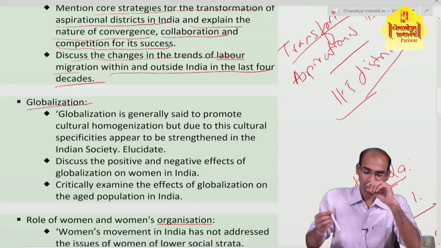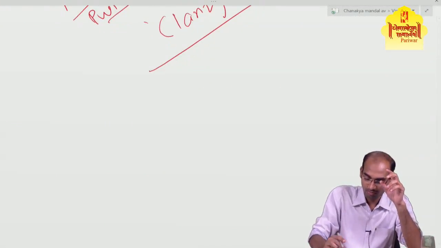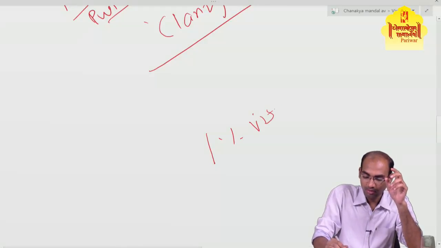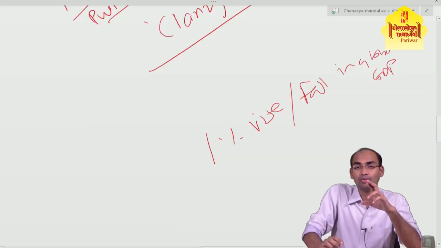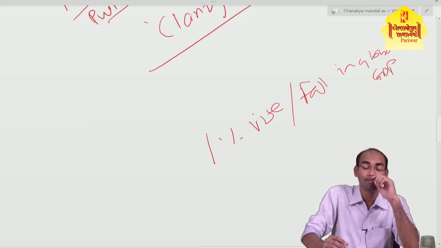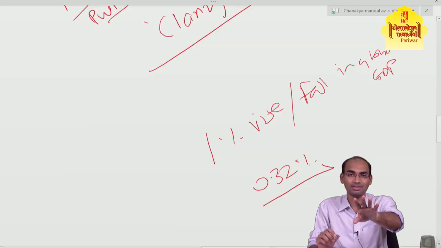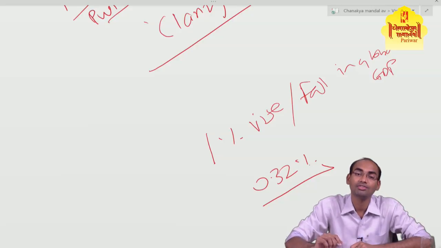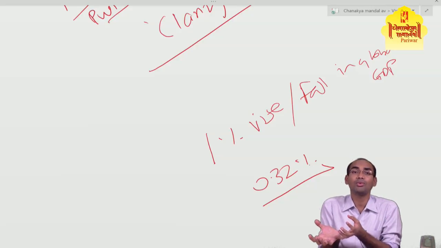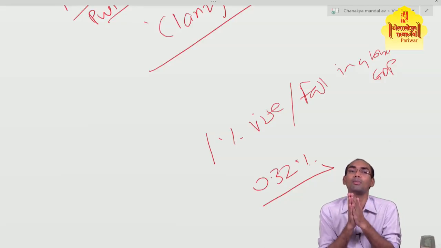that with a 1% rise or fall in global GDP, it would affect India's GDP by 0.32%. Okay, if there is a rise or fall of 1% in global GDP, it would affect India's GDP by 0.32%. This is how the Indian economy was intermingled with the global economy. This is the effect of globalization.